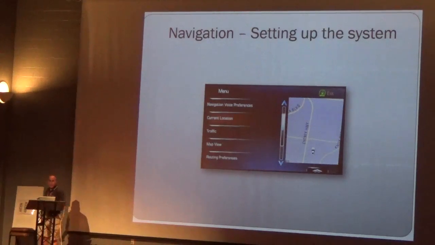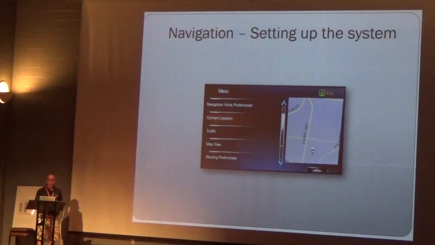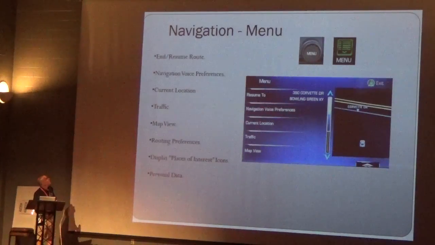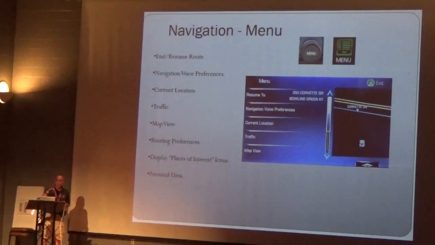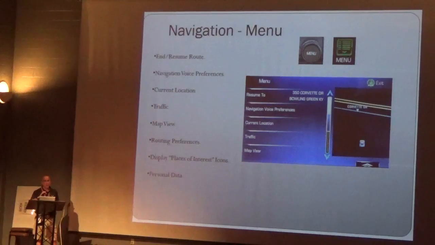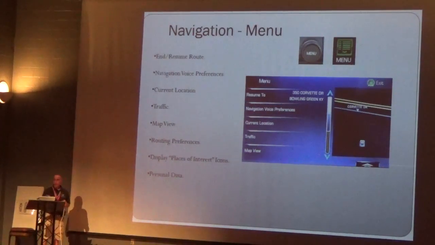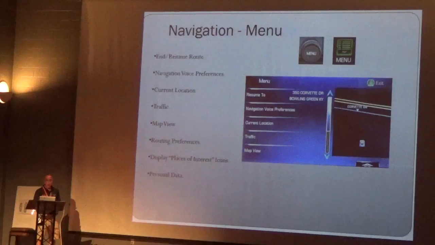So here's the menu structure. These are important for you to go in and set up the system. The navigation menu is going to talk to end resume route, voice preferences, current location, traffic, map view, routing, display points of interest icons, and personal data. All very important. Up the top of the screen, you can get here by pressing the menu button from within navigation. You can get here by pressing the menu soft key from within any navigation screen once you bring it up on the screen.